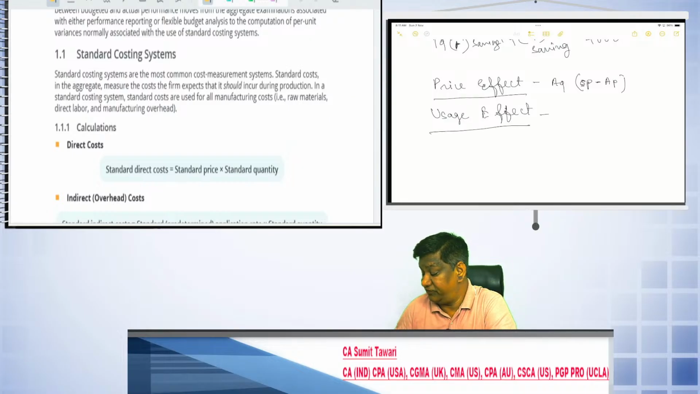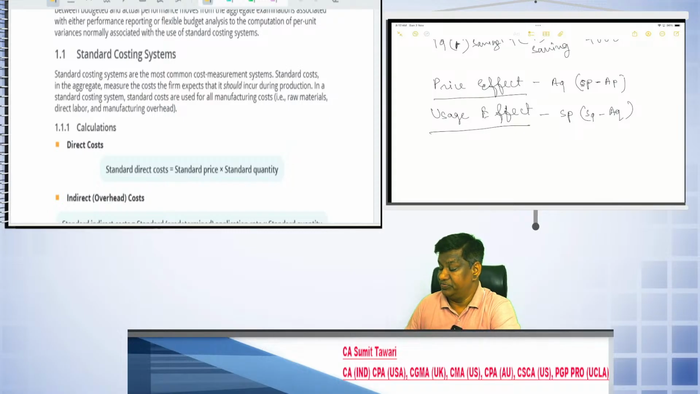For usage effect, I need to calculate the difference in quantity. So the common factor is standard price, and then the standard quantity minus actual quantity. So if the standard price is higher than the actual price, will I get a favorable result or an unfavorable result?